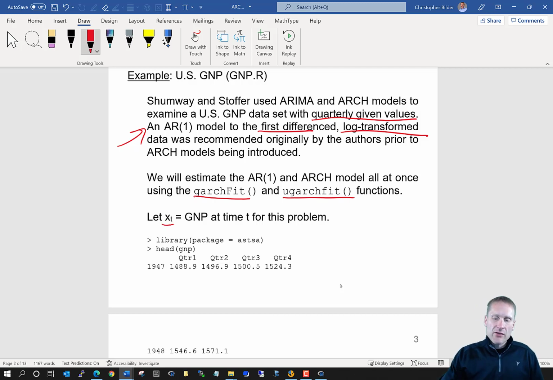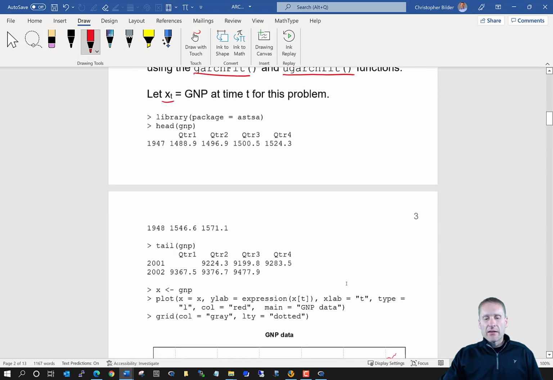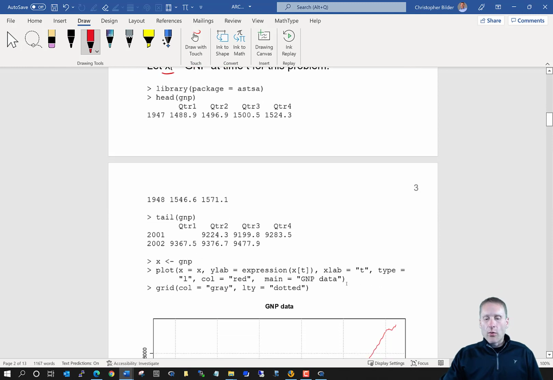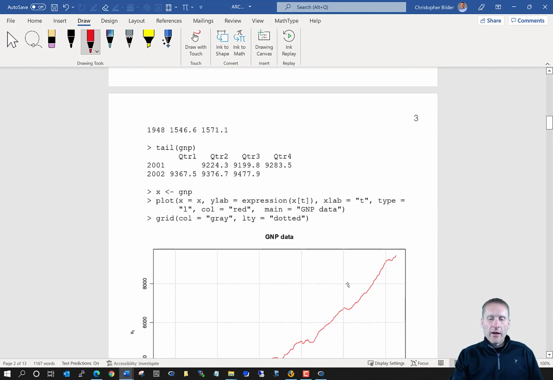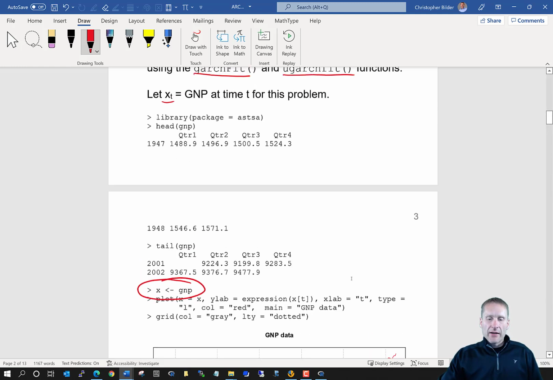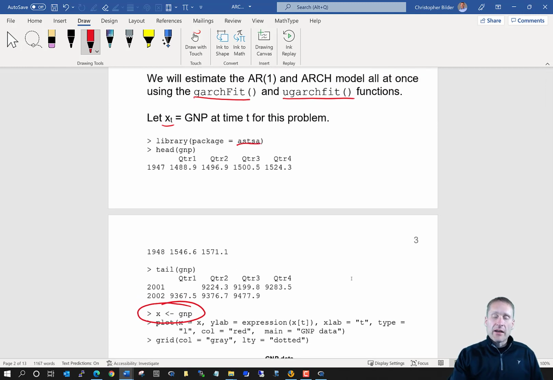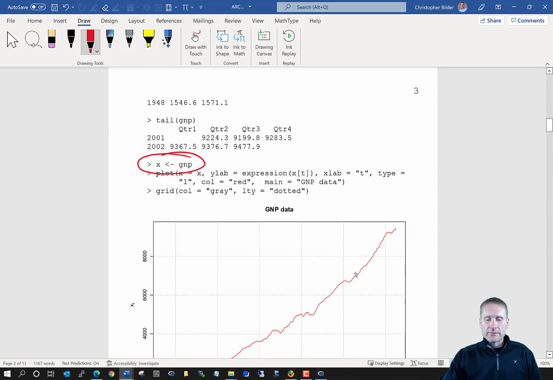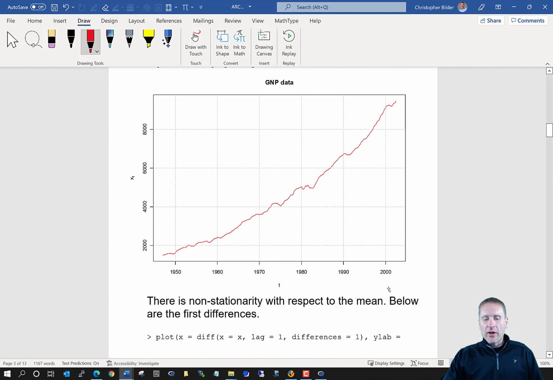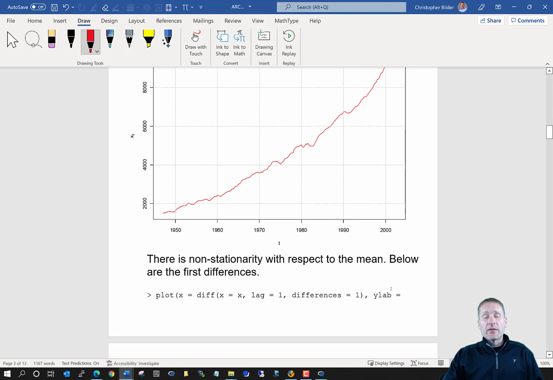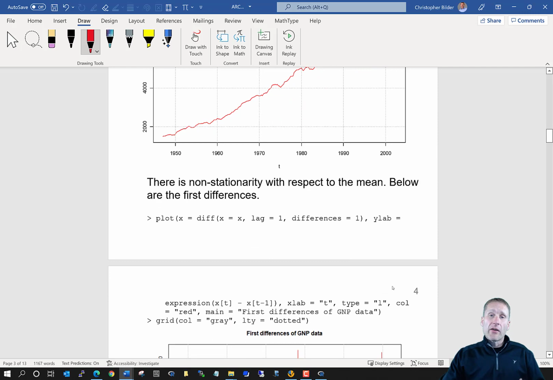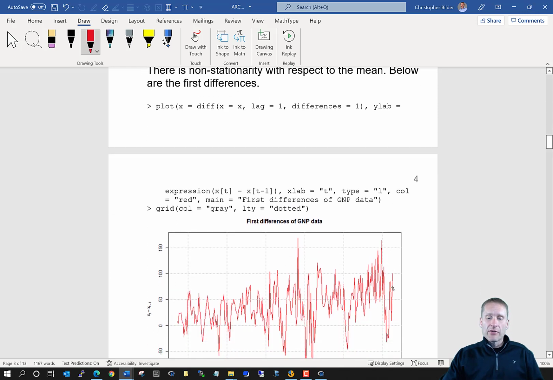So let's let x of t be GNP at time t, and this is what we get. Again, we have quarterly data, and we can go ahead and put these GNP values into an object called x. Please note that this GNP data set is actually in the astsa package provided by Shumway and Stoffer. So if we look at a plot of the data over time, what we see here is that we do have this linear trend indicating we have non-stationarity with respect to the mean. So let's take a look at a plot of the first differences to see if that helps us out.